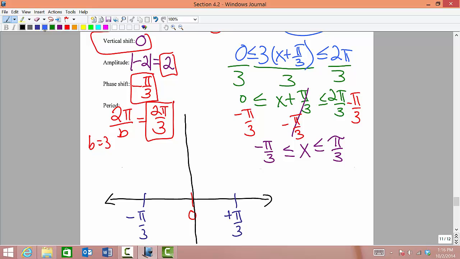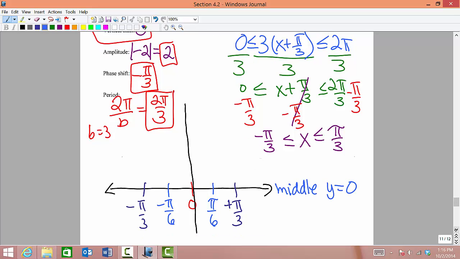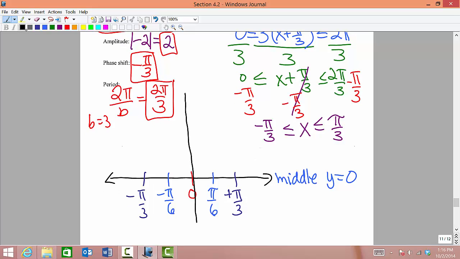What's the midpoint? These would actually be pretty easy. If I add minus pi over 3 and 0, we get minus pi over 3, and then we multiply by a half, we get minus pi over 6. Same thing over here, 0 plus pi over 3, and then multiply by a half, we get positive pi over 6. Now there's no vertical shift, so the middle of our graph is on the x-axis. The amplitude is 2, so we will be going up 2 units and down 2 units from the middle of our graph.